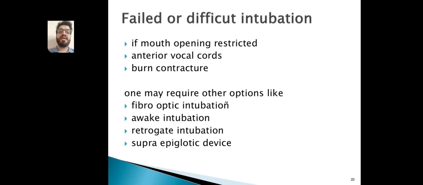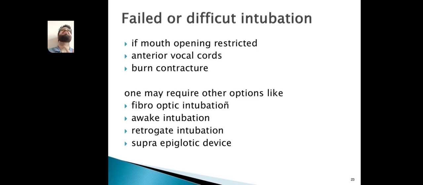We can also do awake intubation. In this case we are not using muscle relaxants or sedation. We give pressure on the cricoid cartilage and then we intubate the patient. Also we can use retrograde intubation. Retrograde intubation is a special type of intubation, and I will be showing you what it is.